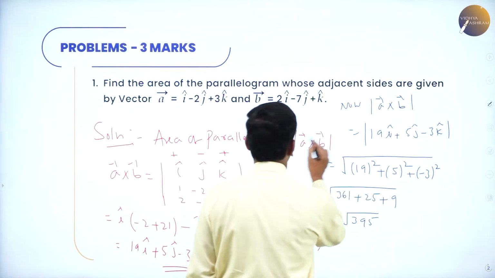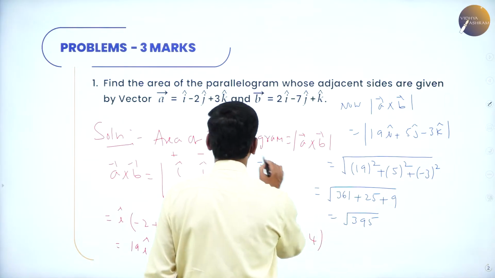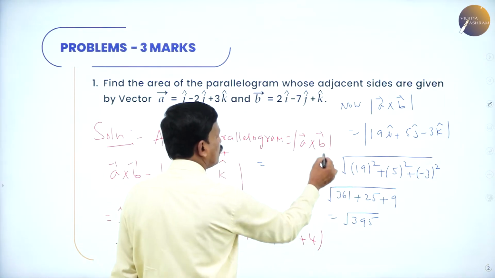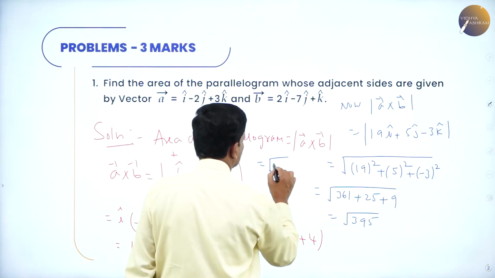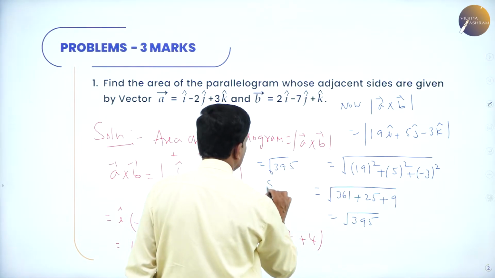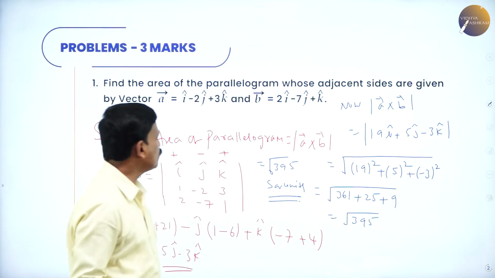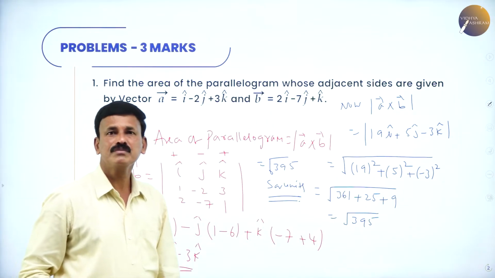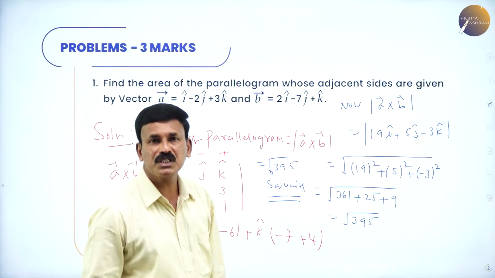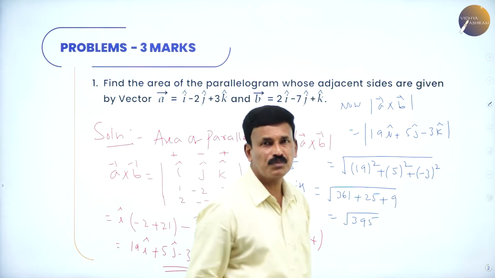So therefore, the area of the parallelogram is the length of A cross B, which is the square root of 395 square units. So this is the required area. The area of the parallelogram is the length of A cross B, that is the square root of 395. That's it. Hope you followed this.